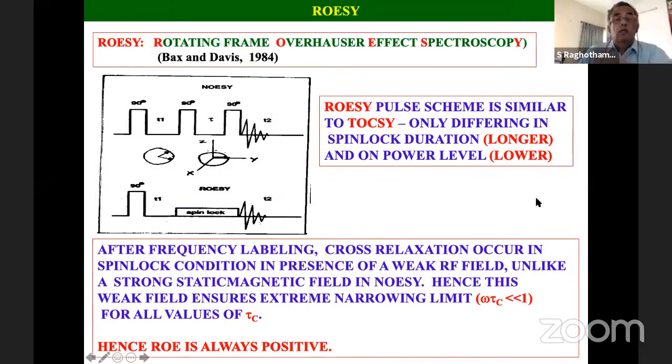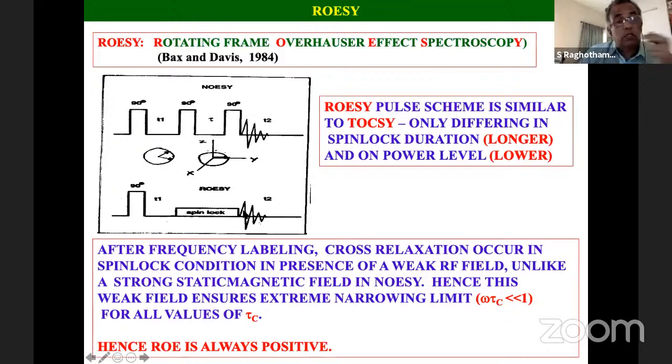So the other way of collecting this data, whenever this omega tau c becomes 1, is collecting it by what is known as the rotating frame experiment. So rotating frame Overhauser effect. Now, in this case, you get the same information, same NOESY information, but you overcome that 0 NOE region. Now, what you do is, instead of two pulses with a fixed time, here you use a long pulse.